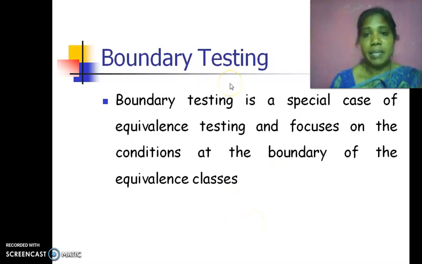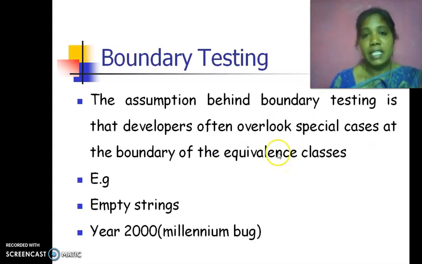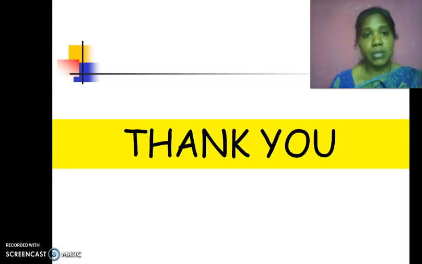Then boundary testing is a special case of equivalence testing and focuses on the conditions at the boundary of the equivalence classes. The assumption is that developers often overlook special cases at the boundary of the equivalence classes. For example, an empty string, or in the year 2000, the millennium bug, the Y2K error. That is boundary testing.